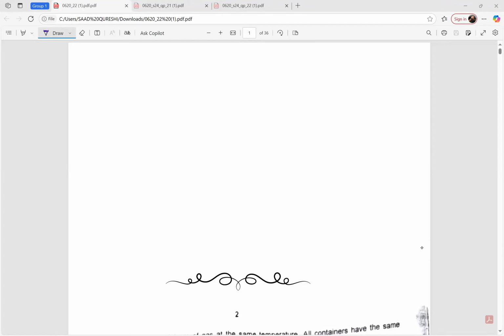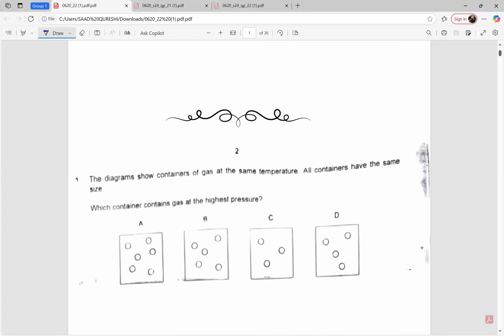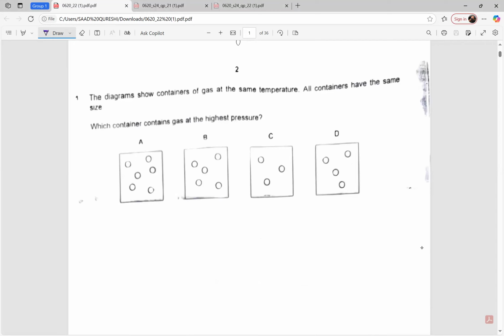Today we are going to discuss February-March 2025 paper 2, which is the latest paper. So let's start. Question number 1 is, the diagram shows containers of gas at same temperature. All the containers have the same size. Which container contains gases at a highest pressure?